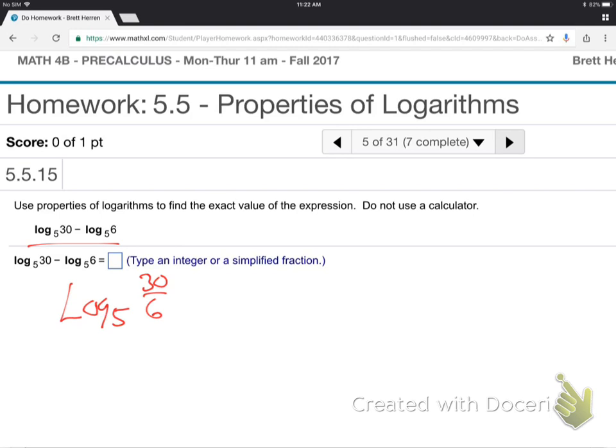And then what is 30 over 6? So what does that equal? The top goes top, the bottom goes bottom. It's another 1. If in doubt, guess at 1. Seems to work.